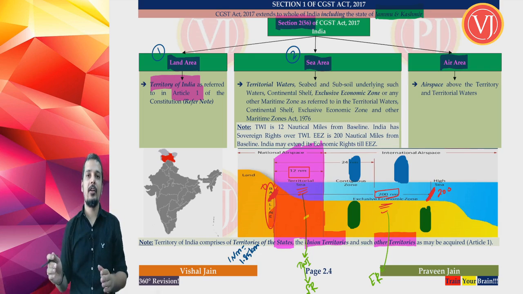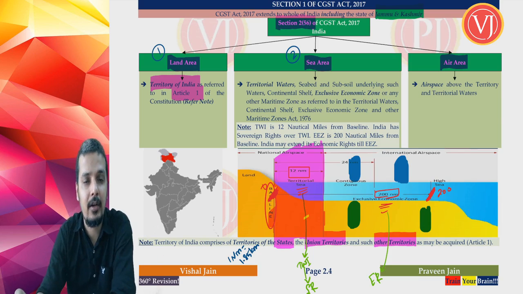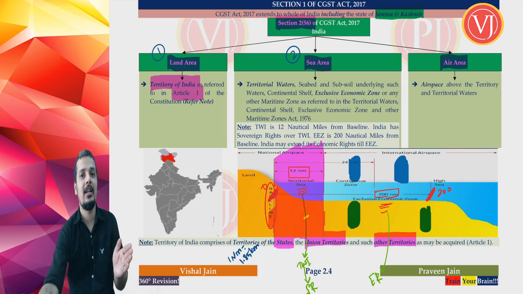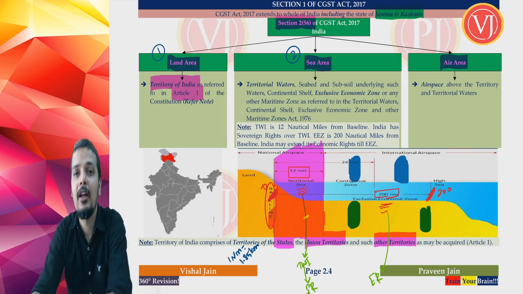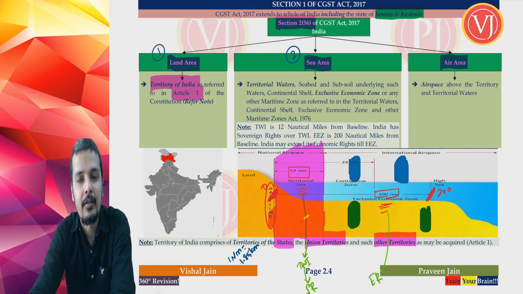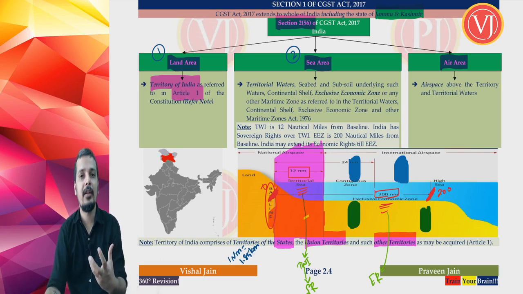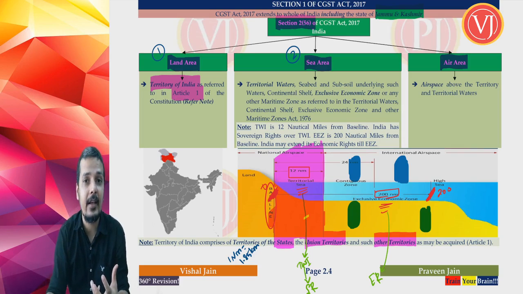Don't think that the exclusive economic zone starts from 12, it again starts from 0. So after 12 nautical miles till 200 nautical miles, designated areas will be taken as part of India. So technically you can say that India extends till the exclusive economic zone, that is 200 nautical miles.